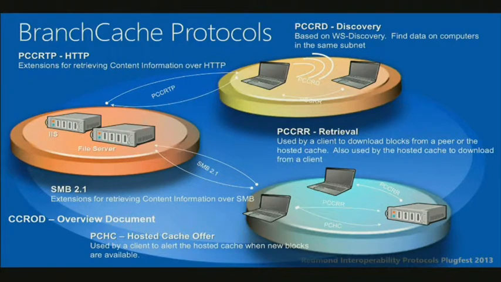Either way, you use PCCRR, which is the retrieval protocol, to pull it from the peer that you've identified or from the hosted cache server. And then if you're using a hosted cache, you need to inform it of data that you've downloaded that it doesn't have, and that's PCHC.